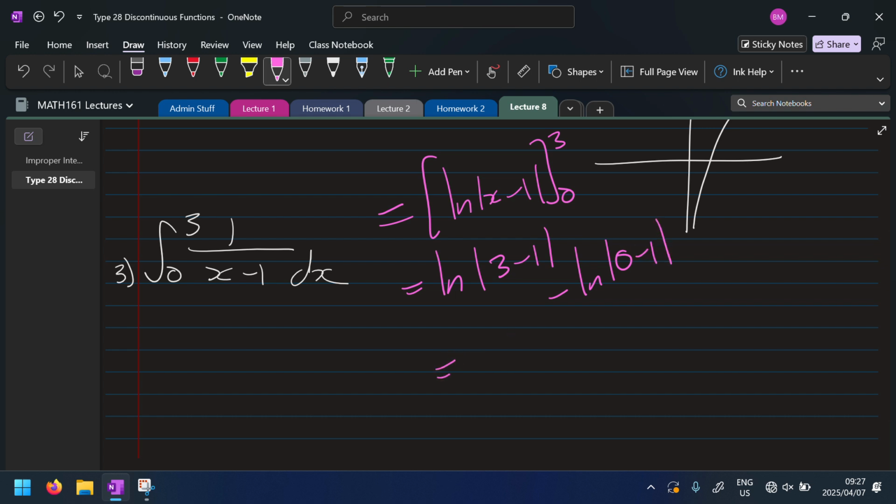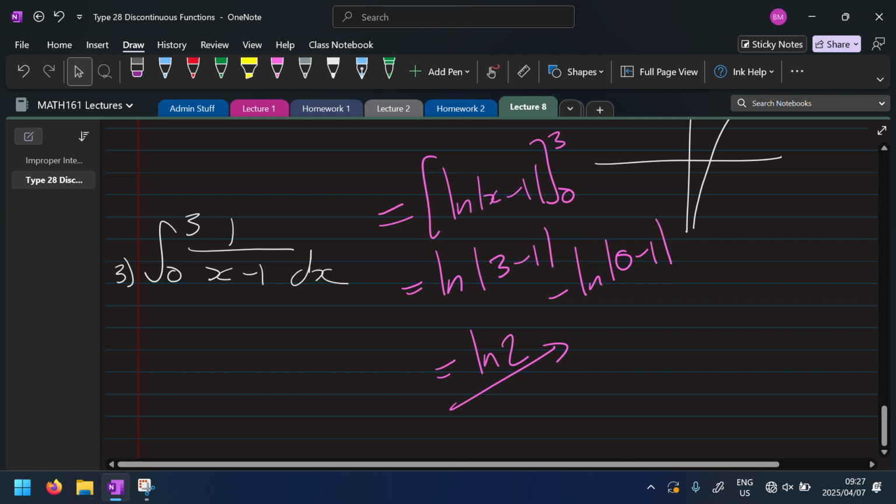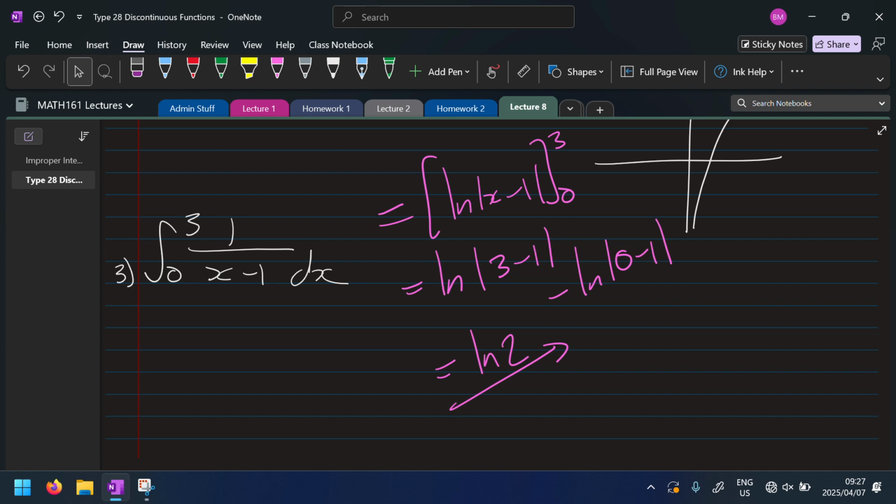Okay, 3 minus 1, that's 2, so we have natural log of 2. 0 minus 1, that's minus 1. Take the absolute value, that's 1. Natural log of 1, that's 0. So we get this as an answer. Now we're going to show this is completely wrong. But it looks right. It looks very, very simple. And that answer definitely looks right. There's no problems with our working. But there is a major problem.